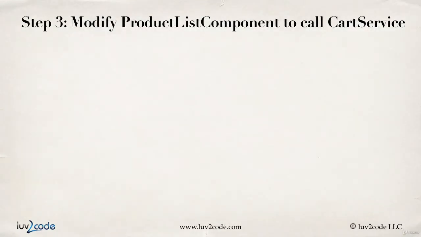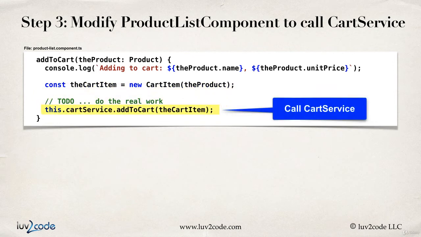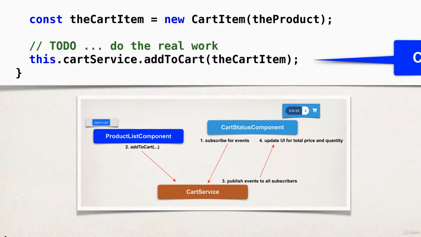So now step 3, modifying our product list component to call the cart service. Here in our product list component, add to cart, we have our console.log. And remember earlier I said we had some real work to do. Well, one thing we do is create the cart item. So I have the cart item equals new cart item, and I pass in the product. Remember, the cart item has information about the product along with the quantity. So here I have this.cartService, I say add to cart, and I pass in the cart item. So I'm calling that cart service. That's step 2 there of the product list component, calling add to cart on the actual cart service.